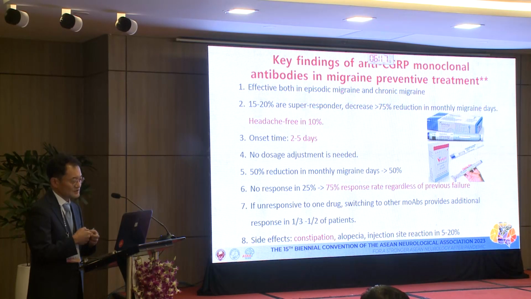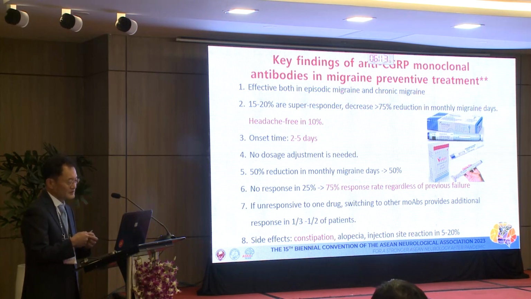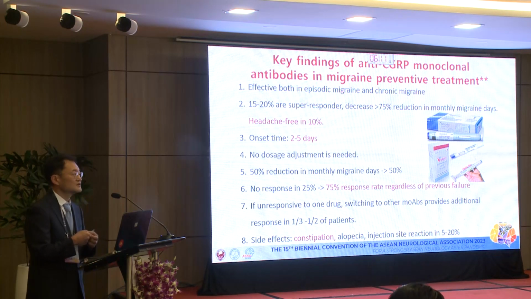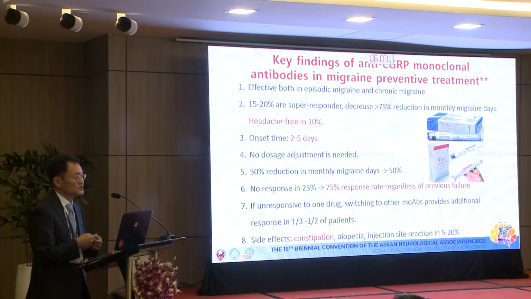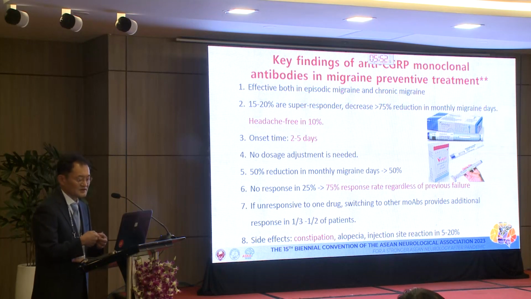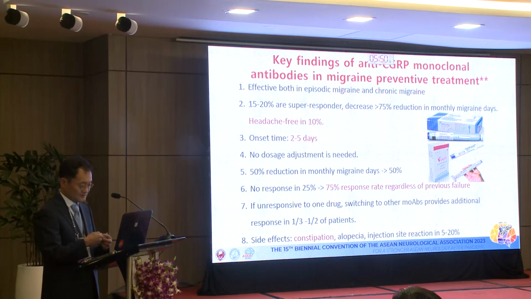50% reduction in monthly migraine days occurs in 50% of patients. No response is 25%. It means that there is a 75% response rate regardless of previous failure. If unresponsive to one drug, switching to another monoclonal antibody provides an additional response in one third to half of patients. Side effects are constipation, alopecia, and injection site reaction in 5 to 20%.